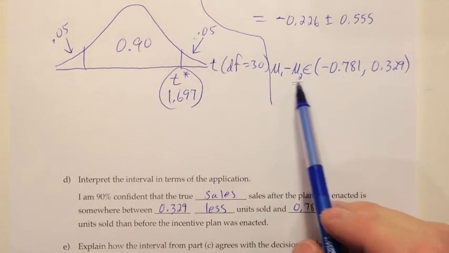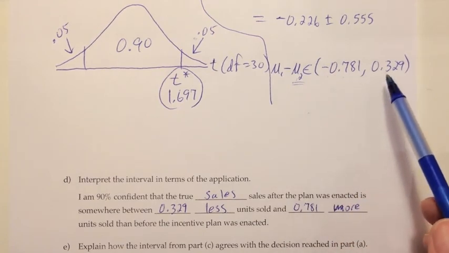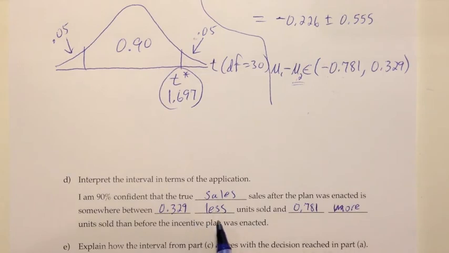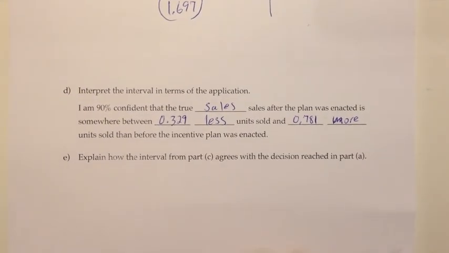So this difference being somewhere in this range means that there's a lot of mystery really in how sales are going. It could be anywhere between 0.329 less units sold and 0.781 more units sold than before the plan was enacted. So are we seeing more sales? Maybe. Are we seeing less sales? Maybe. Is it possible that things didn't change? Yeah, because zero's in there too, and that would indicate no change. So let's go ahead and follow up on that by looking at part E.